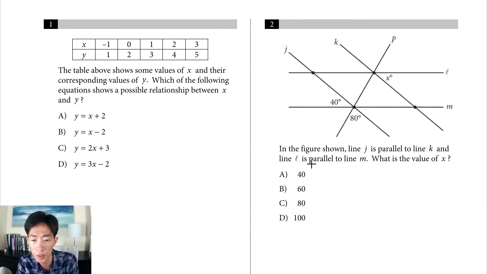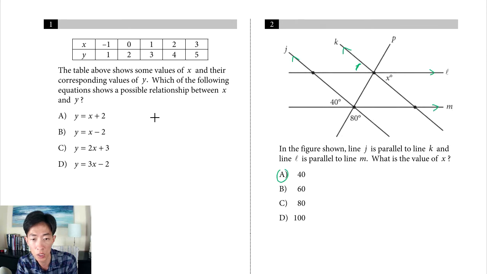Question 2. In the figure shown, line J is parallel to line K. So draw my parallel marks. And line L is parallel to line M, exactly like it looks. What is the value of x? All right, so the first thing that I'm going to notice is x is vertical to this angle right here. And this angle corresponds with 40, so automatically that tells me that the answer is 40.